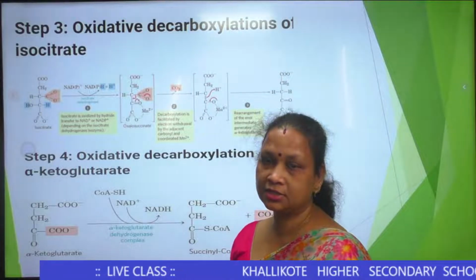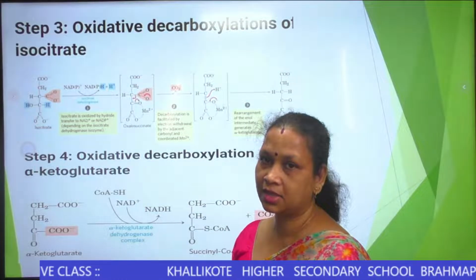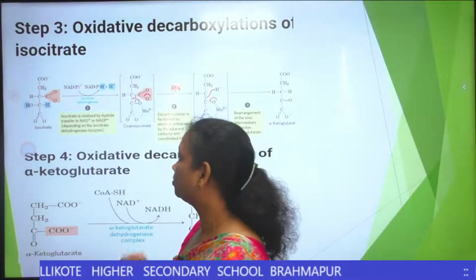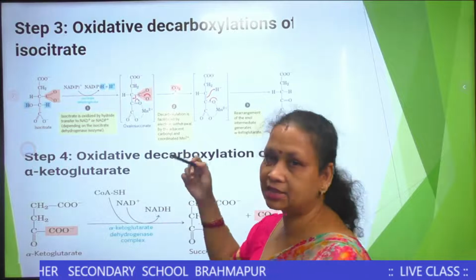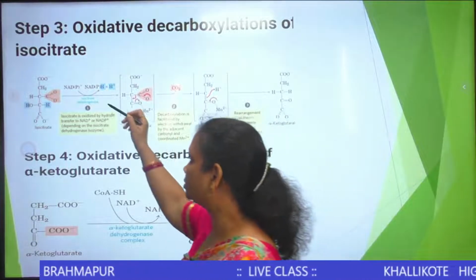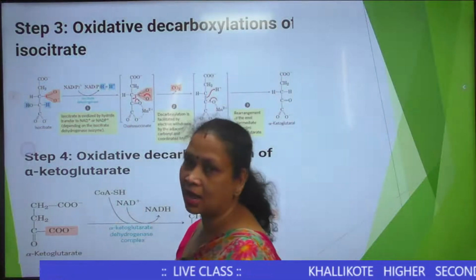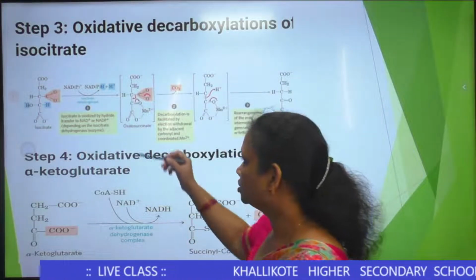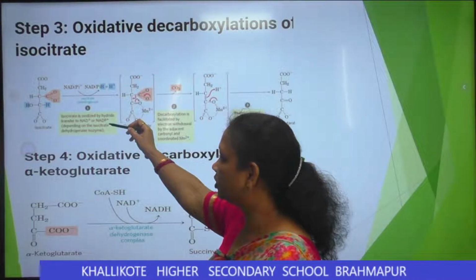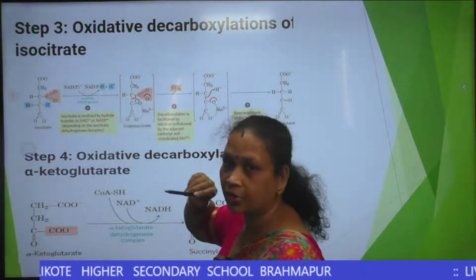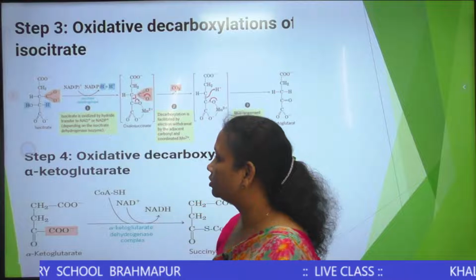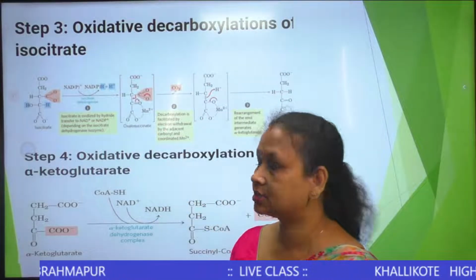So NAD is nicotinamide adenine dinucleotide, which gets reduced into NADH plus H plus. The enzyme that is required for this removal of hydrogen is isocitrate dehydrogenase. So isocitrate is oxidized and hydrogen is transferred to NAD plus, or sometimes NADP plus, depending on the isocitrate dehydrogenase enzyme.